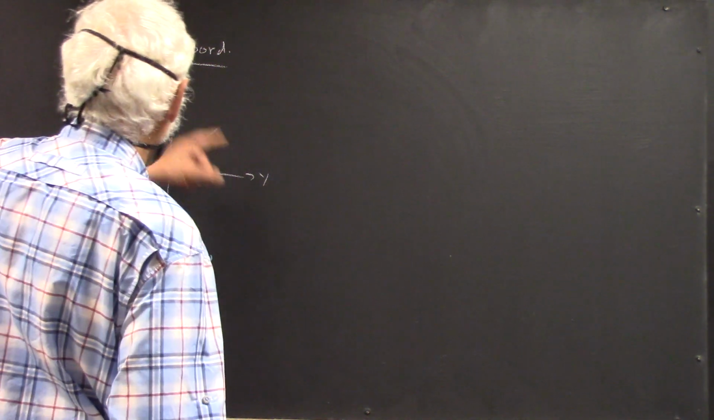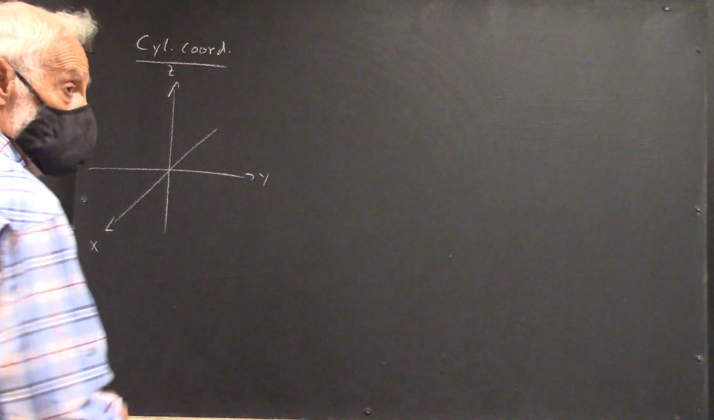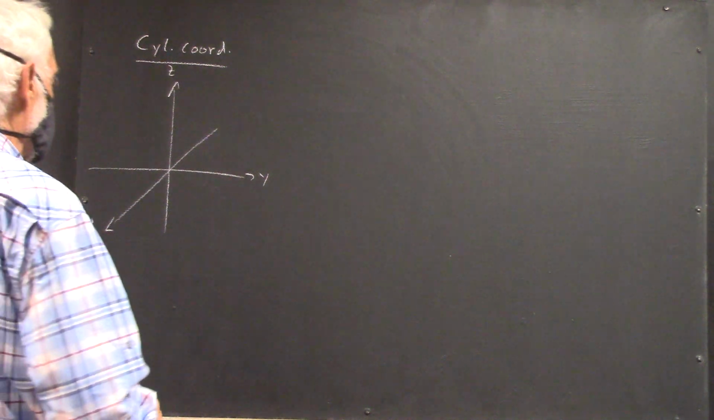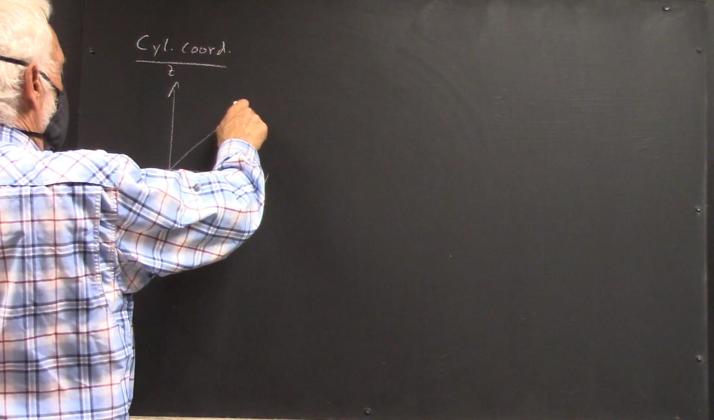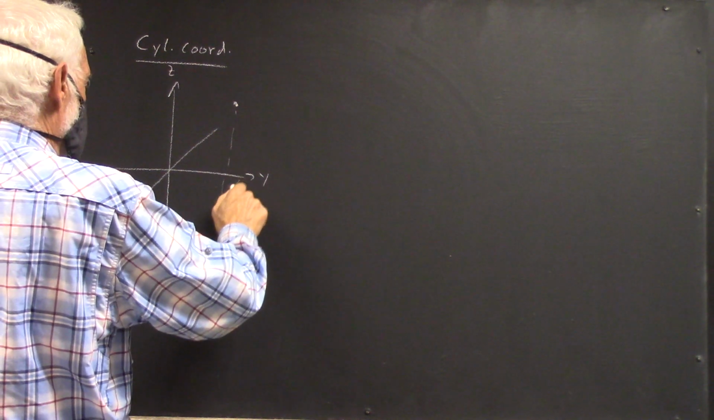Now we got x, y, and z. Here's your xy plane. So if we've got a point, let's say here. Now where is that point? Well, let's project it down into the xy plane.